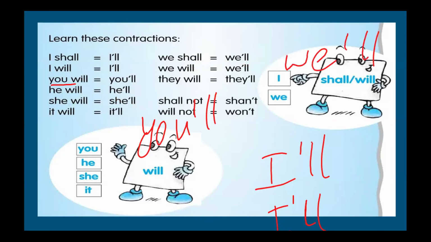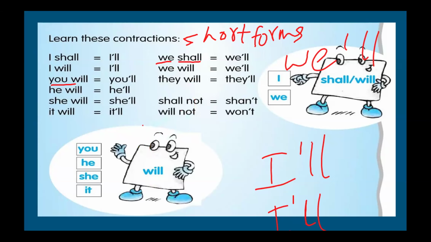We'll, apostrophe double L. Okay, in the contractions, what are we doing? Contractions are nothing but short forms. You call that short forms. And what do we do in the contractions? We combine the words. And what do we add over here? Apostrophe to make the short forms. In contractions, we add the apostrophe and we make the words shorter. Next, see, we will becomes we'll. They will becomes they'll.